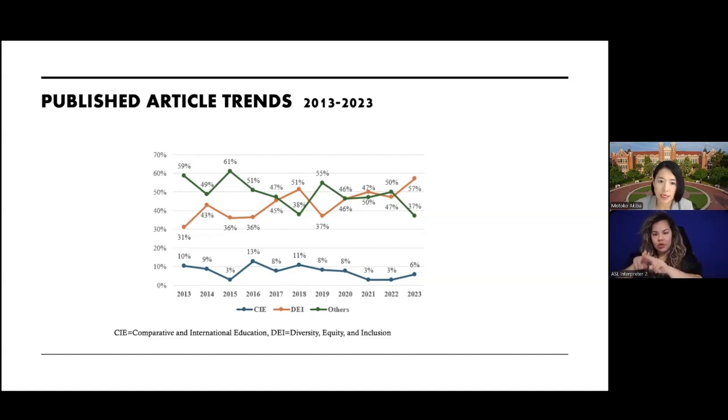However, if you look at the proportion of articles with a comparative international education focus, it remains very low, ranging from 3% to 13% at most. So I guess that's one of the reasons why we are having this webinar, to encourage more authors to submit their high quality manuscripts to AERJ so that we can publish more articles.